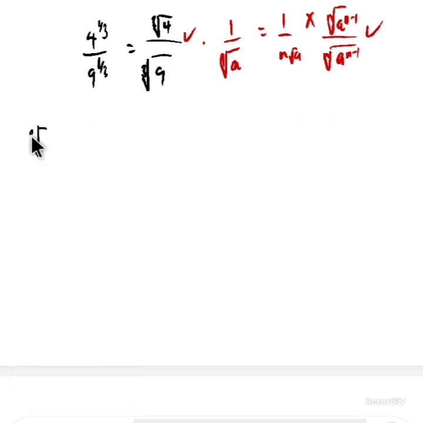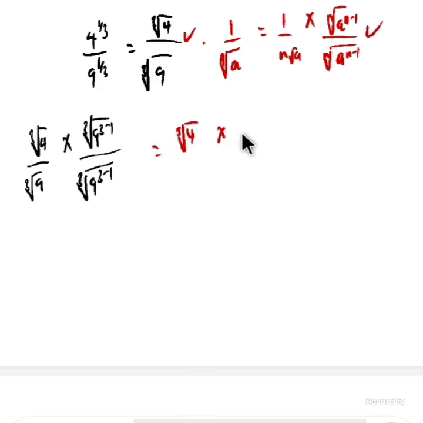So this means cube root of 4 over cube root of 9, multiplied by cube root of 9 raised to the power of 3 minus 1, over cube root of 9 raised to the power of 3 minus 1. That is what I'm saying. So this will be equal to cube root of 4 multiplied by cube root of 9 raised to the power of 3 minus 1. So 3 minus 1 gives us 2. So we have cube root of 9 squared, then over cube root of 9 squared. So this will be over cube root of 9. This is actually beautiful.